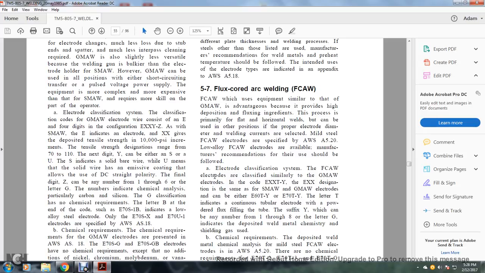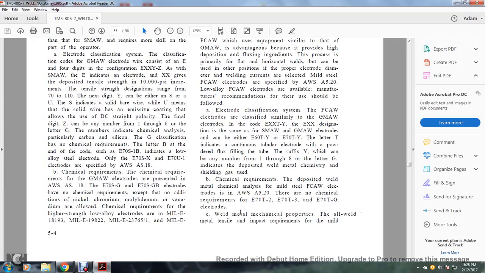Flux core arc welding electrodes are classified similarly to gas metal arc welding electrodes. In the case of EXXXTY, the EXX designates the same as in shield metal arc welding. The electrodes can be either E60TY or E70TY. The letter T indicates a continuous tubular electrode with a powder flux filling inside the tube. The Y, in this case any number from 1 to 8 or the letter G, indicates the deposited weld metal chemistry and the shielding gas used.